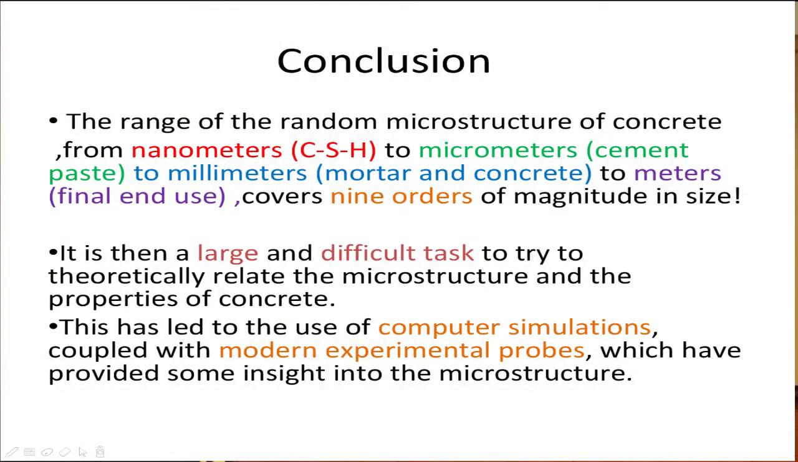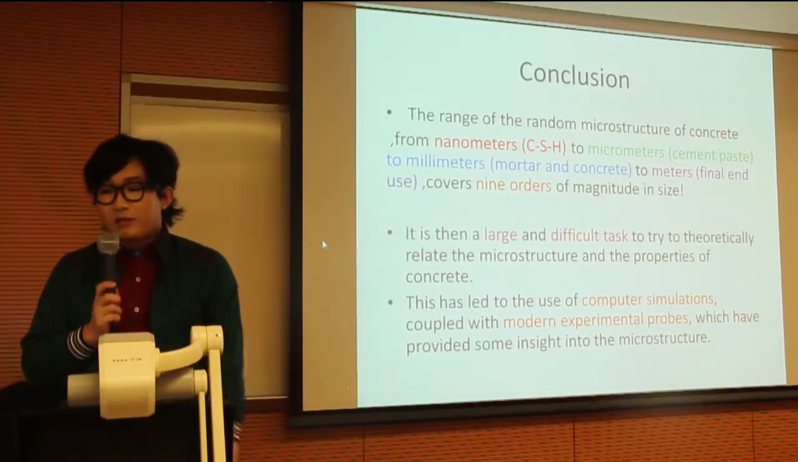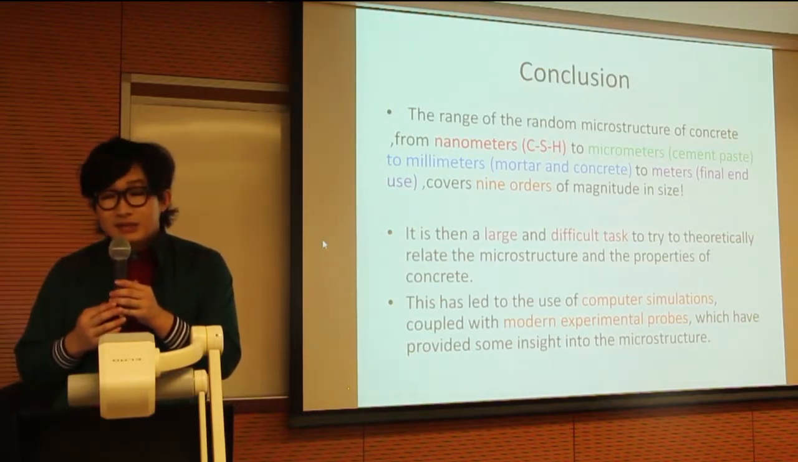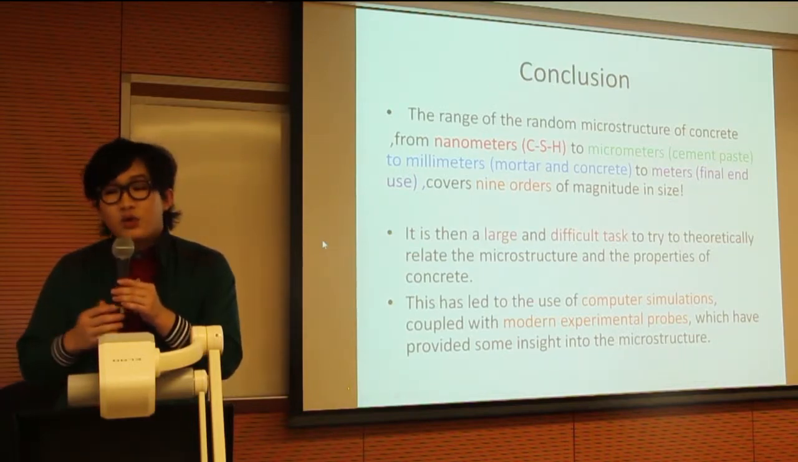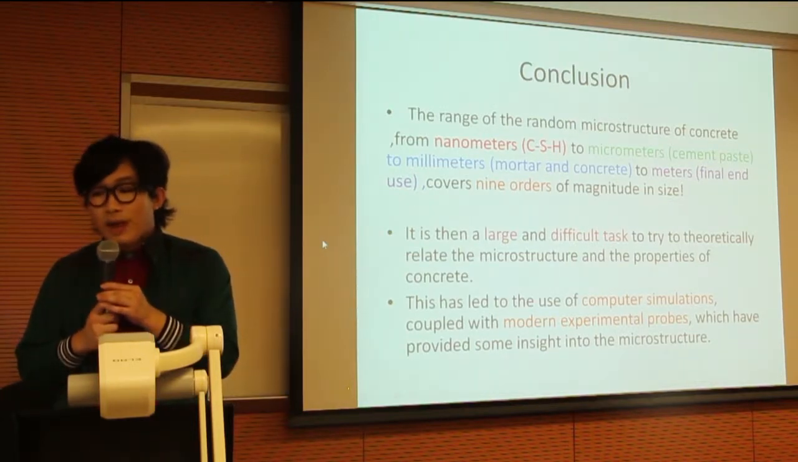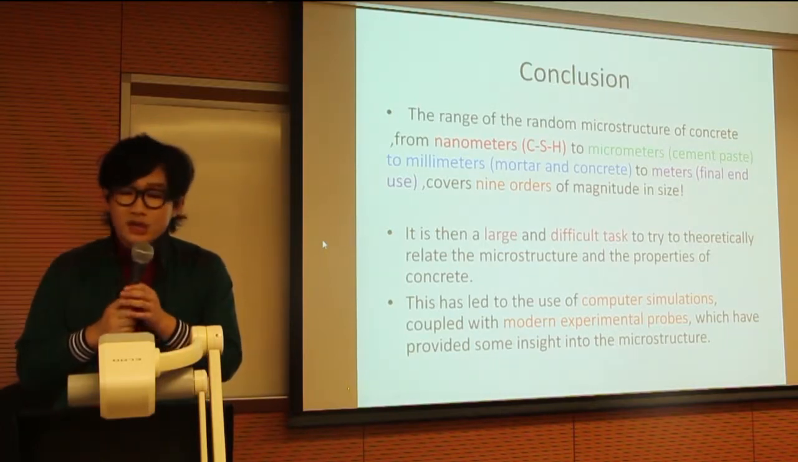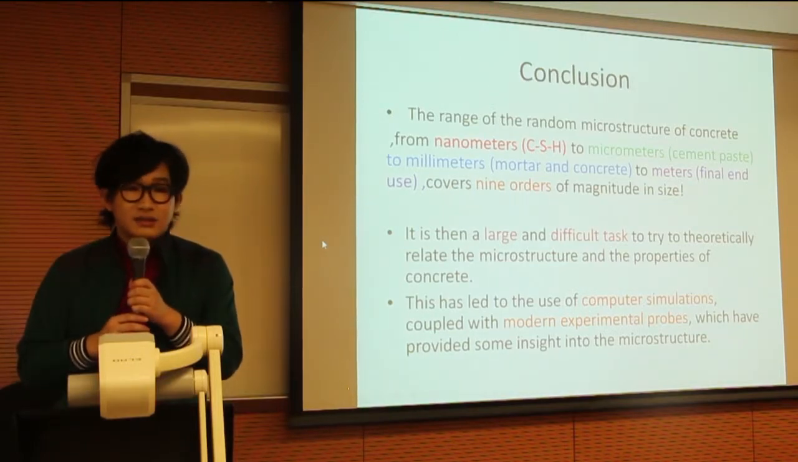So, to conclude on the microstructure of concrete, the range of the random microstructure of concrete goes from nanometers like the CSH, to micrometers like the cement paste, to millimeters like the mortar and concrete, to meters like the final end use, and covers 9 orders of magnitude in size.